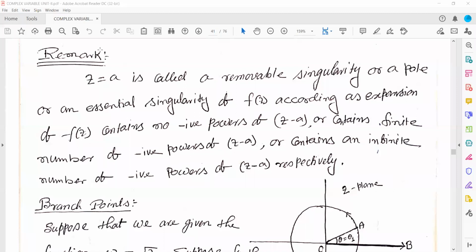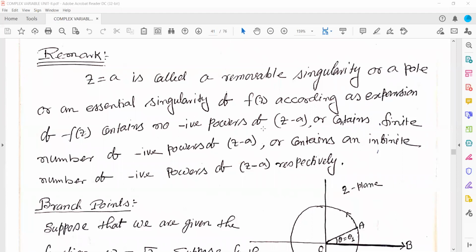Okay. So did you understand how to check what kind of singularity it is? Simply, you expand this function f(z) in powers of z minus a. If there are no negative powers of z minus a, then that singularity is called a removable singularity.